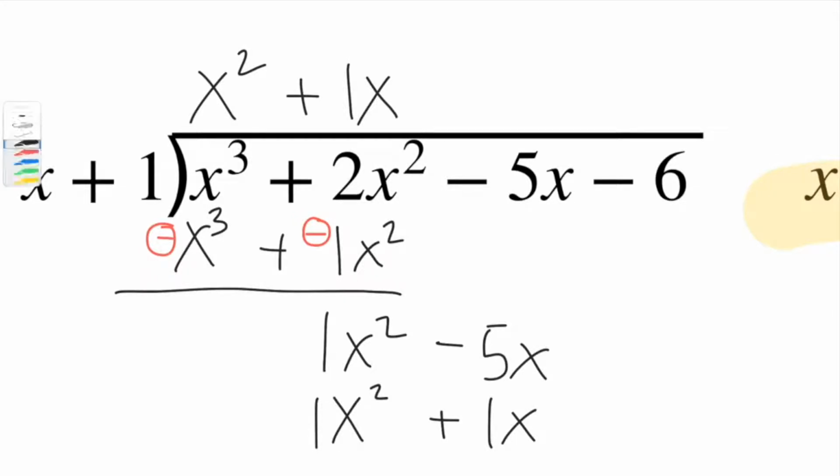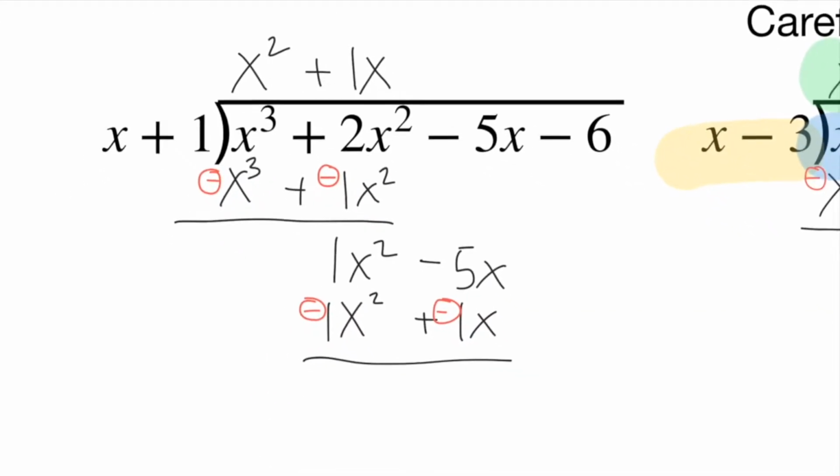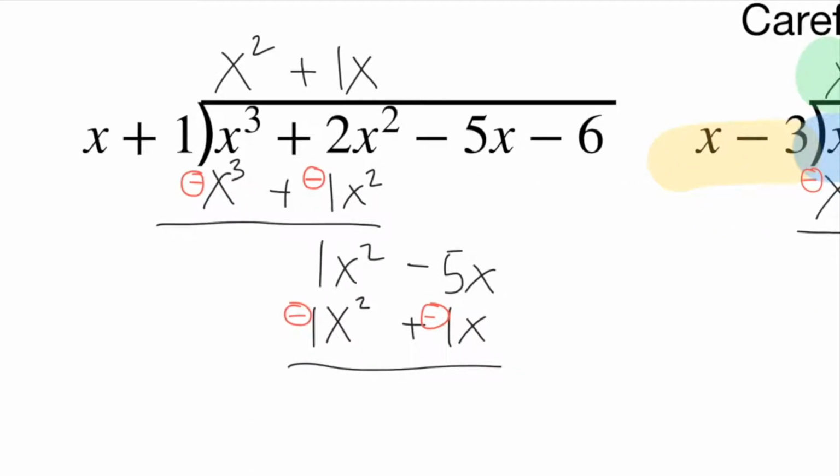And now we're going to change the signs. Change all the signs so that we can, in effect, subtract. And so now here we're going to add these together. 1x squared plus negative 1x squared cancels. Negative 5x plus negative 1x is negative 6x. And you bring down the minus 6.